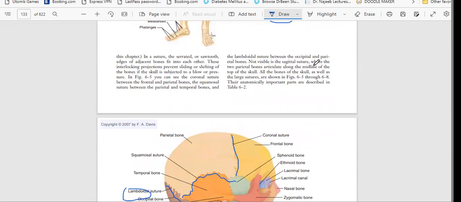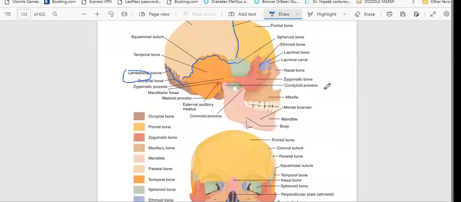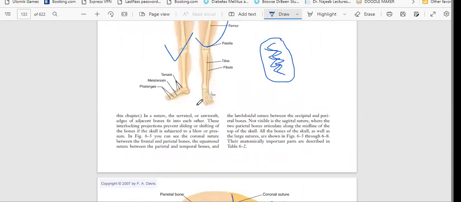The sagittal suture is where the two parietal bones articulate along the middle of the top of the skull. All the bones of the skull, as well as the large sutures as shown in the figure, and their anatomically important parts are described in 6.7. So basically, every bone in the cranial bones is joined together by sutures only.